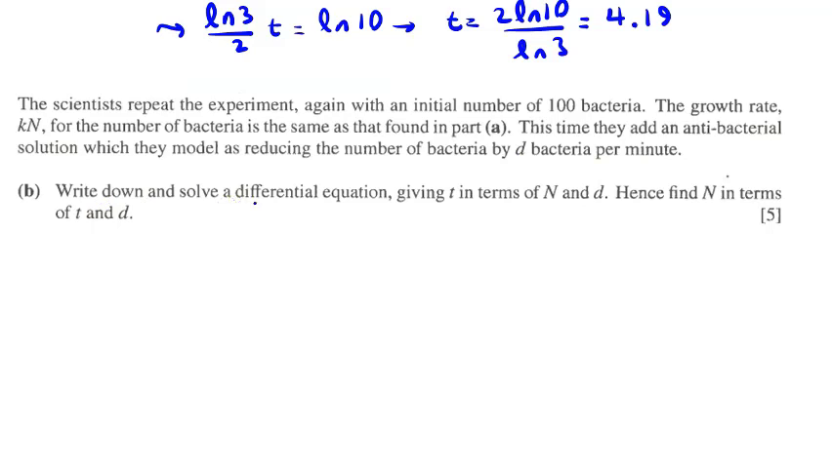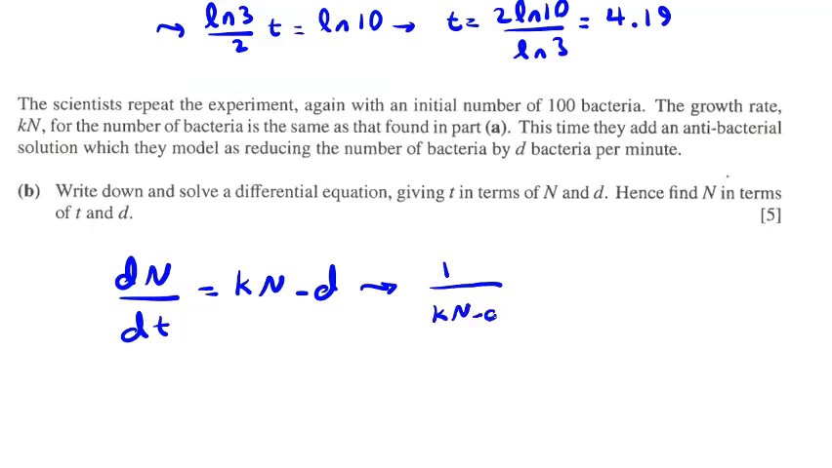Write down and solve a differential equation giving t in terms of N and d, hence find N in terms of t and d. Okay, for this part, we say dN over dt equals kN, the growth rate, minus reduced by d, minus d. Now it's write down the differential. We've done this. So now we want to find N in terms of t and d. So we can say if we consider 1 over kN minus d, dN equals dt.